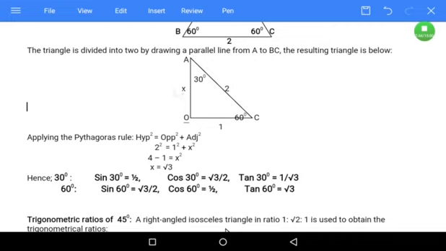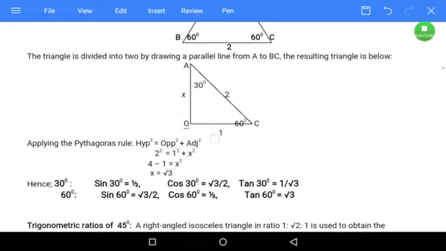Now, to get this side x, what do we do? Using Pythagoras theorem, we know that hypotenuse square equals opposite square plus what? Adjacent square. So I will say 2 square equals x square plus 1 square. Now, making x square the subject, I will have x square equals 2 square minus 1 square. So that's 4 minus 1, which will give me what? 3. So to get my x, I will take the square root of both sides. So I get x equals root 3. So if I replace x with root 3, what will I have? I will have the sides of this triangle AOC being equal to what? 1, 2, and root 3.